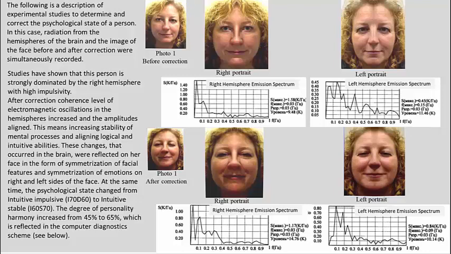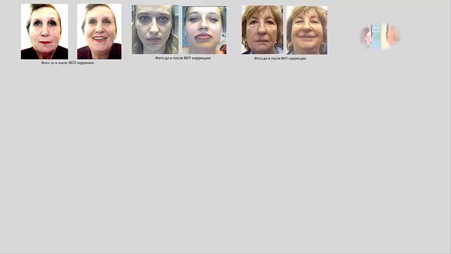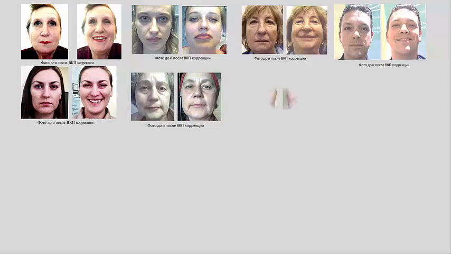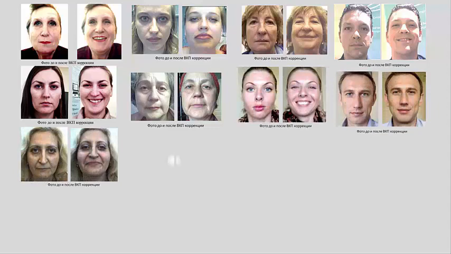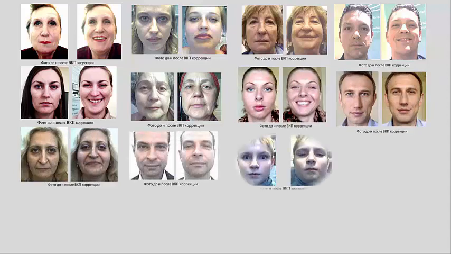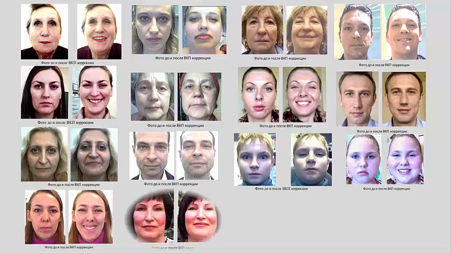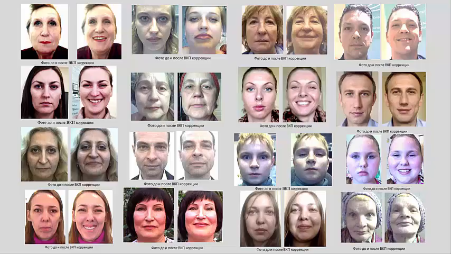As a result, the electromagnetic processes in the brain are regulated, the amplitudes of electromagnetic waves in the hemispheres are leveled and their coherence increases, which is reflected on the person's face. The face becomes more symmetrical and filled, wrinkles are smoothed, muscle tone is regulated and the person revives. The main change occurs in psychology. A person becomes more adequate, the stability of mental processes increases and logical and intuitive abilities are leveled.